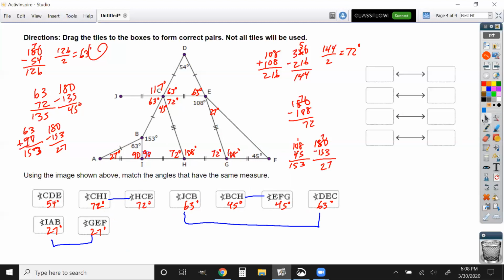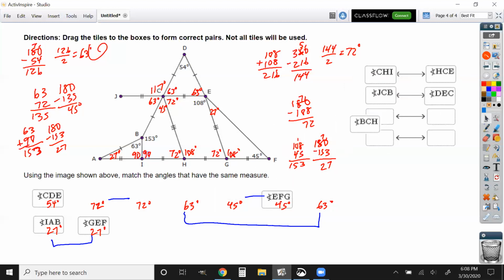So it says to drag the angles. So CHI and HCE, they go together. JCB goes with DEC. BCH goes with EFG. And IAB goes with GEF. Now, your job is to go to Study Island and do the angles problems, the angles activity, and see if you can get 70% or right or better.